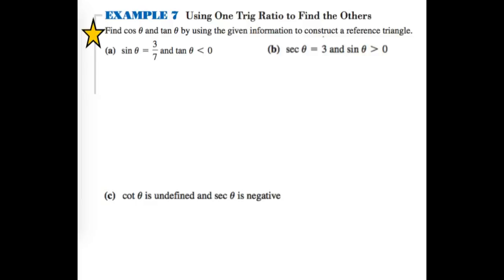Our next example, it says using one trig ratio to find the others. Now, you're going to be given enough information that you can figure out what quadrant you have to be in. And you're going to be given enough information that if you know two sides of a triangle, you can find the third. Yes? Okay, so this is really a lot of analyzing the information you're given to make sure you're landing in the right quadrant.